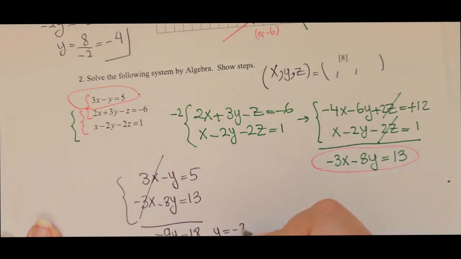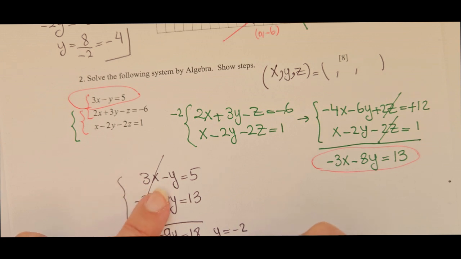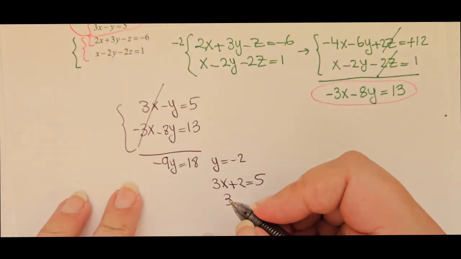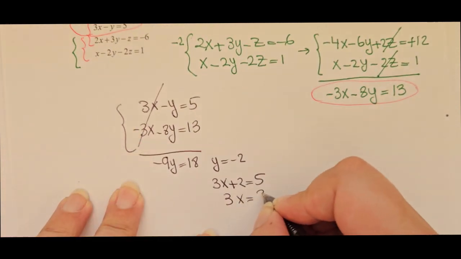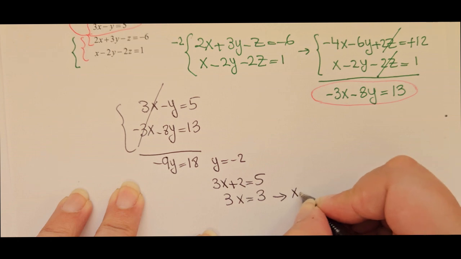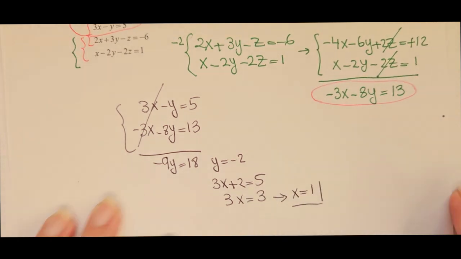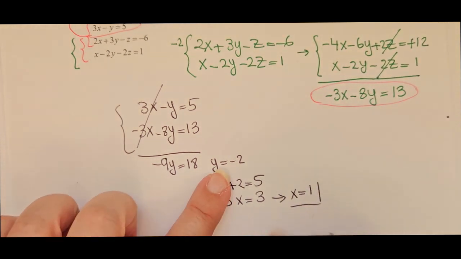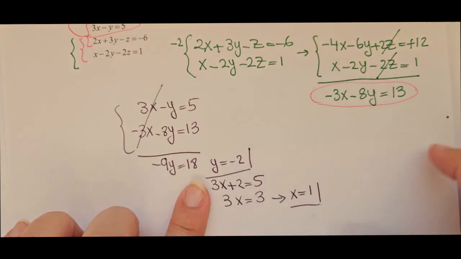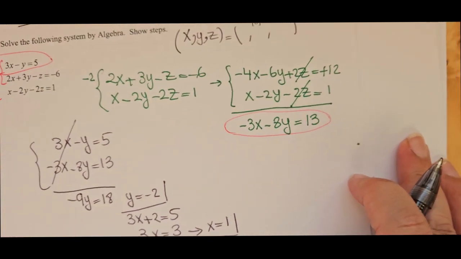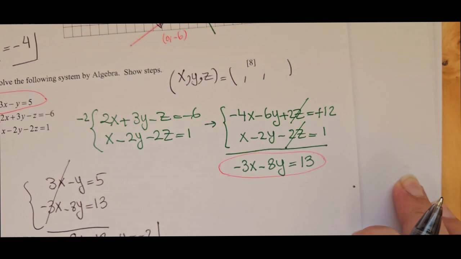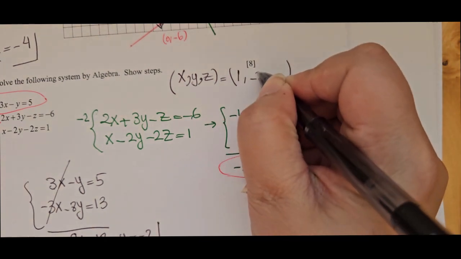Y would be -2. Y is -2, so I just substitute here: 3x minus -2, it's plus 2, equal to 5. So 3x is equal to 3. From here, x is 1. So far, we found the value of x and y. I usually put a box around the final answer. So x is 1, y is -2.